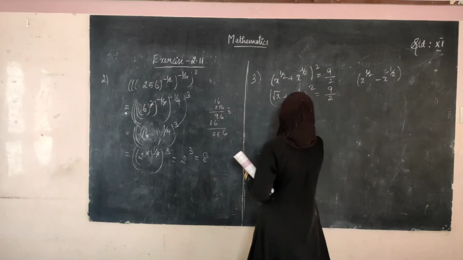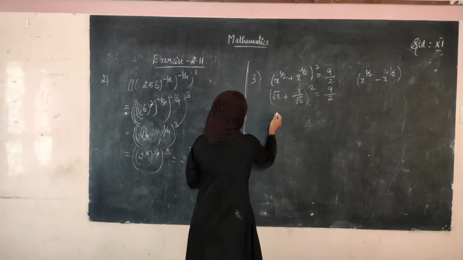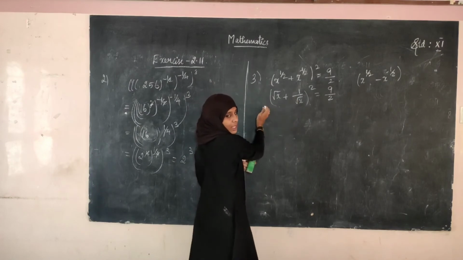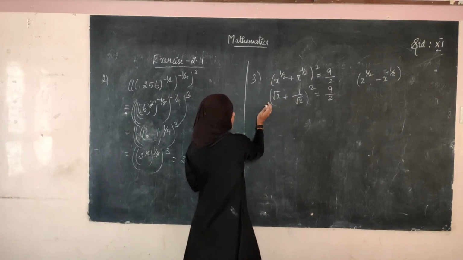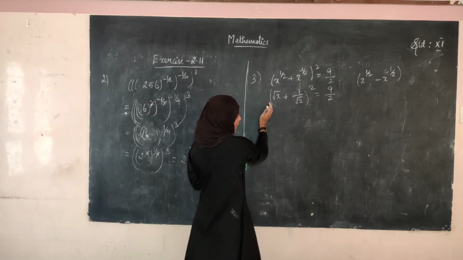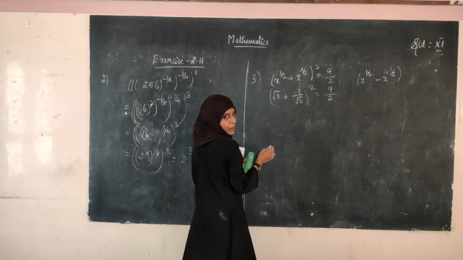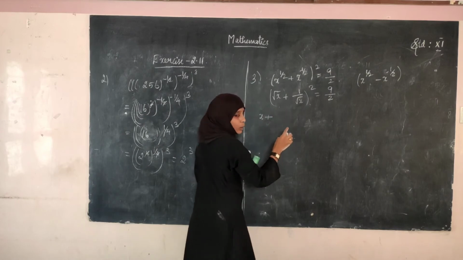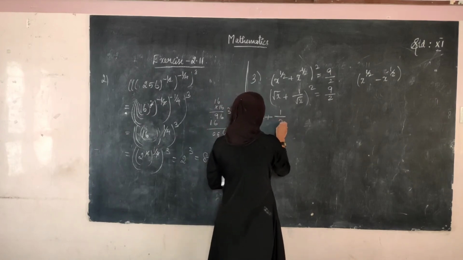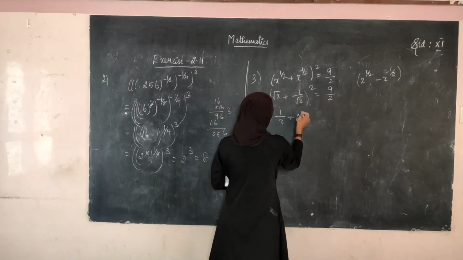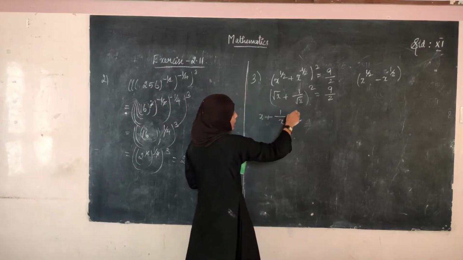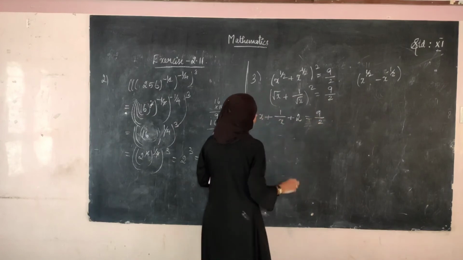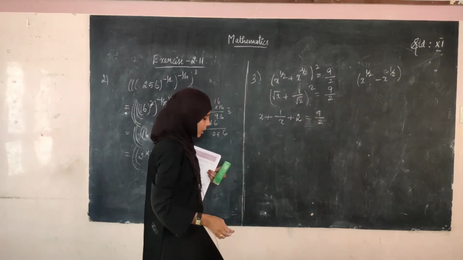Now let us expand this. It is in the format of a plus b the whole square, which means a square plus b square plus 2ab. Root x the whole square is x, 1 by root x the whole square is 1 by x, plus 2 into root x into 1 divided by root x, which becomes 2 alone. This equals 9 divided by 2.